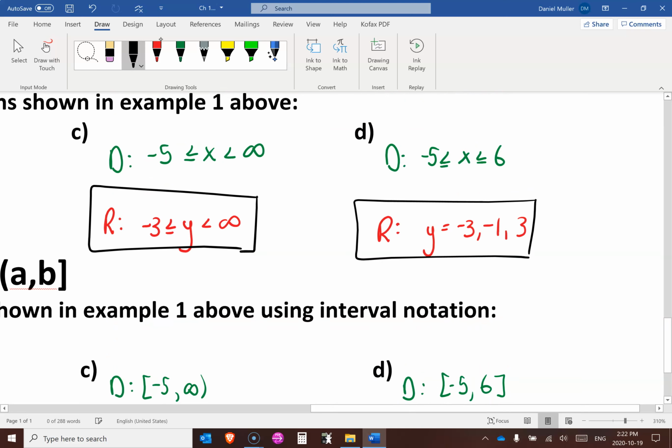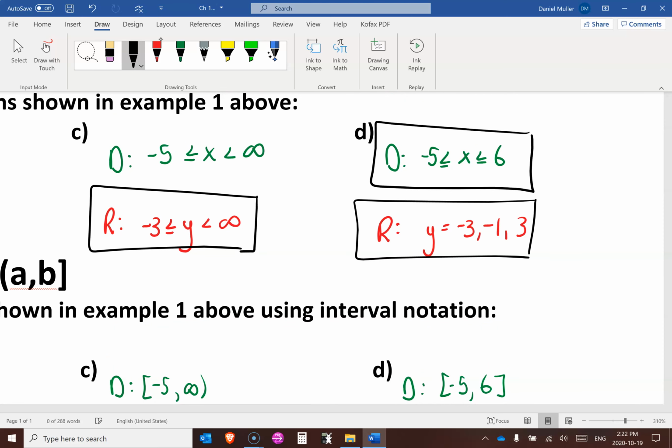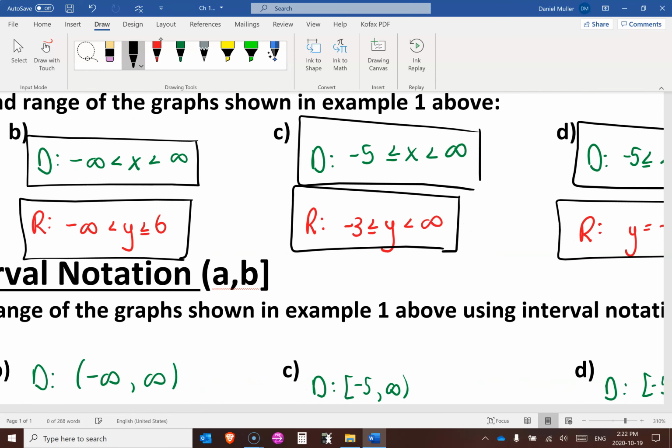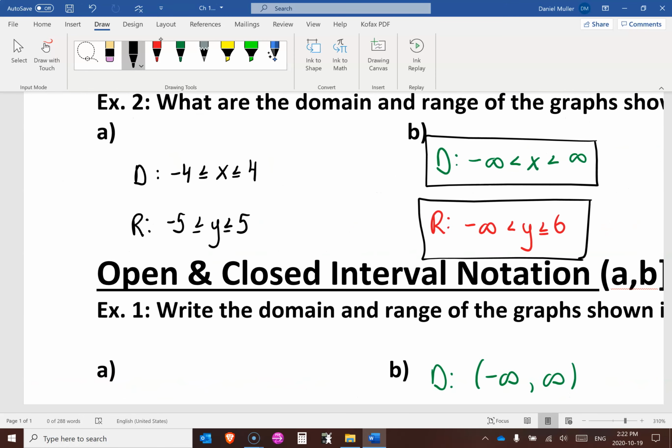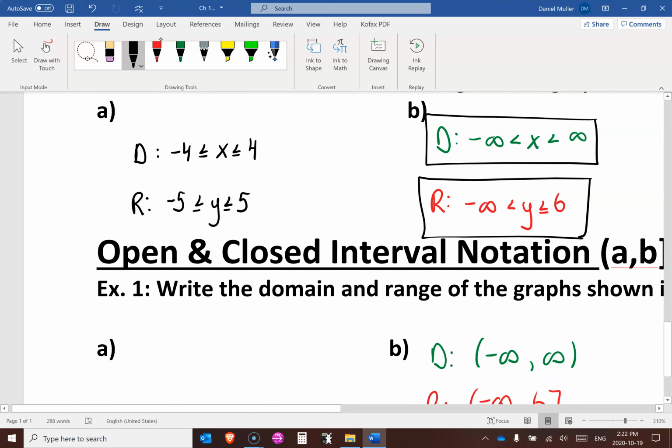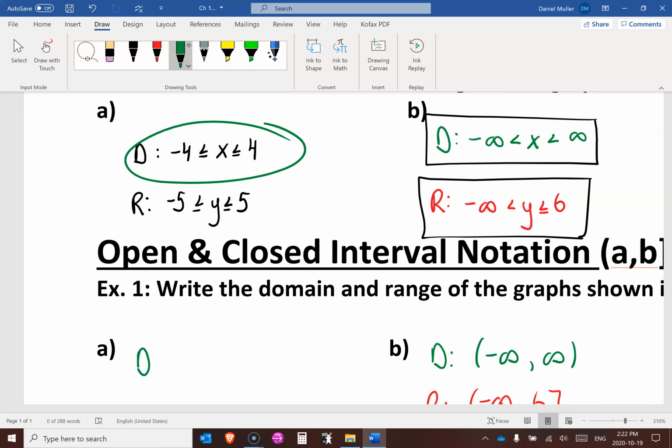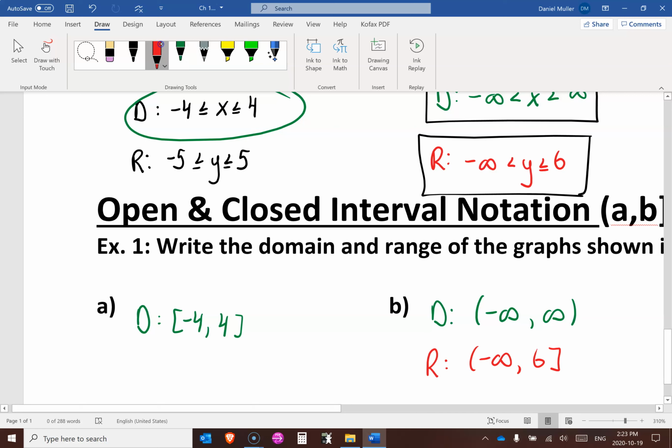Okay, so I believe that I forgot or skipped the first domain and range part down below. So it wants us to write down the domain and range in interval notation. So for the domain, I go between -4 and +4, and they're both equal to. So I'll do square brackets, -4 all the way to +4, and every number in between. And then my range here is from -5 to +5 and all the numbers in between.